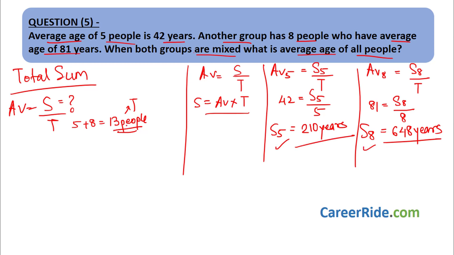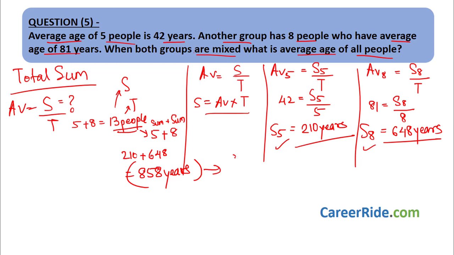Right? So now we have sum of the ages of 5 people and sum of the ages of 8 people. We have 13 people over here. 13 is nothing but a group of 5 people plus group of 8 people. So if we want sum of the ages of 13 people, that is same as sum of the ages of 5 people plus sum of the ages of 8 people, right? So that is nothing but 210 plus 648, that would give us 858 years. So this is our value for S.